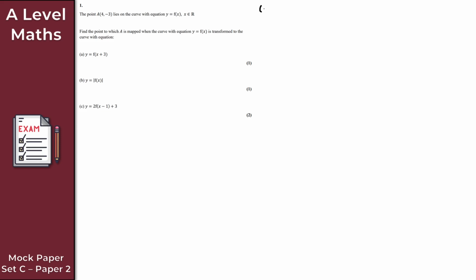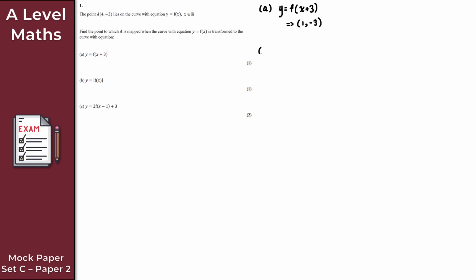For part A, we've got y is equal to f of x plus 3. This is simply a horizontal translation, a translation by -3, 0. In that case, all we need to do is subtract 3 from the x coordinate. So we get 1 minus 3. Nice and easy, right?